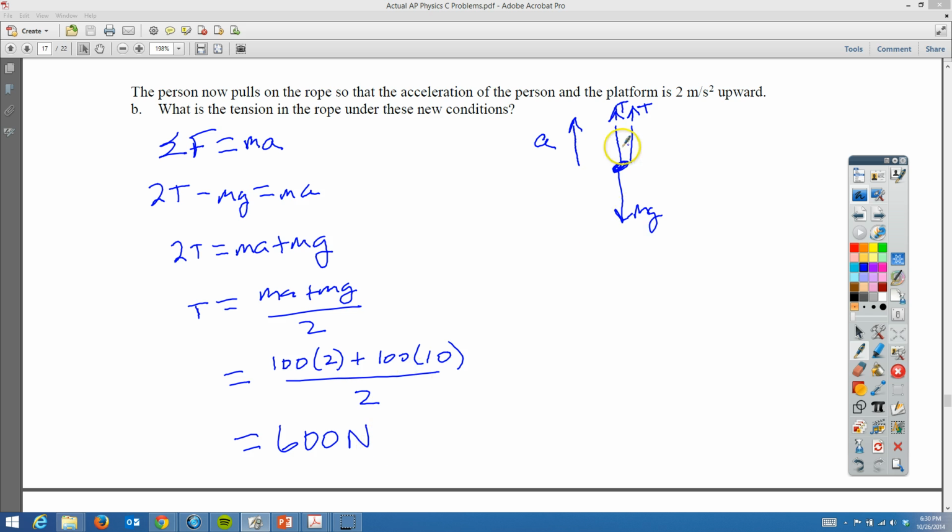Okay, so each rope now has a tension of 600 newtons. That's going to be important in the next problem. Before we go there, let's just check on the number of points. They give you a point for making sure you have this and the right number associated with it, this and the right number, which would be here. You just got to solve for the T, and then you end up with 1 point for the 600 newtons. And so that is part B.